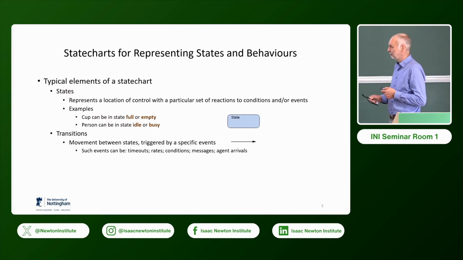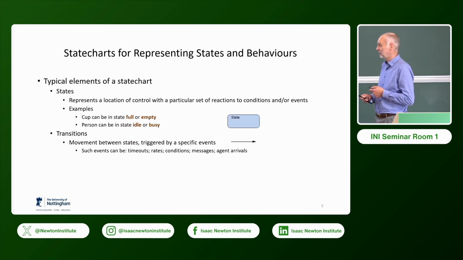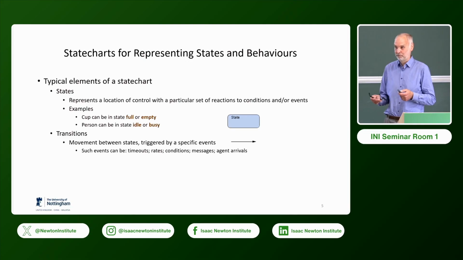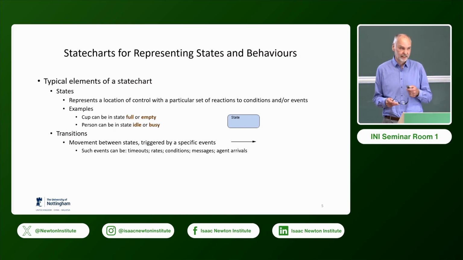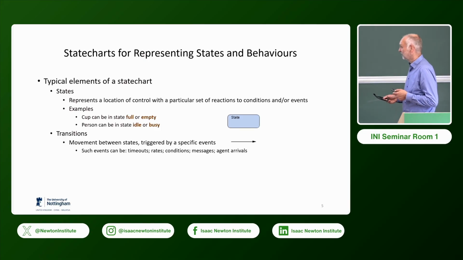And there are different types of transitions. There can be timeouts. So if we stand in front of a traffic light, after some time, hopefully it gets green and we can move on. There can be rates. This is where probability comes in. So we use probabilistic equations to actually generate these rates.